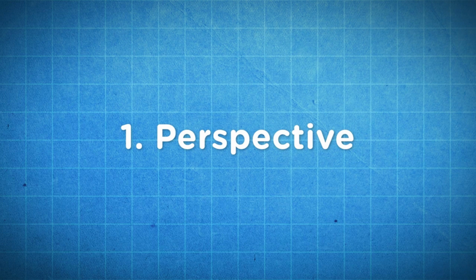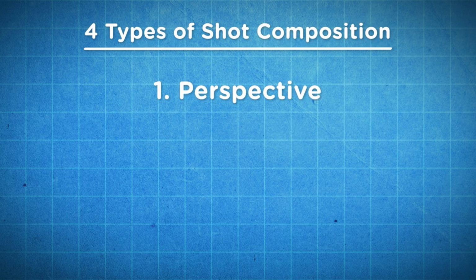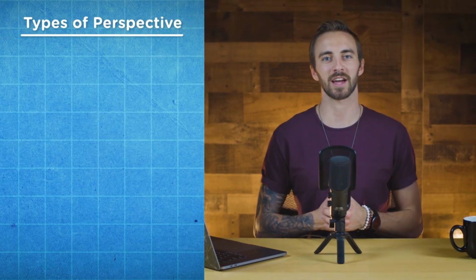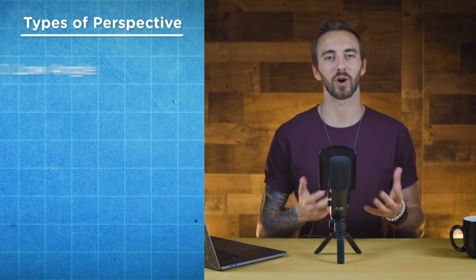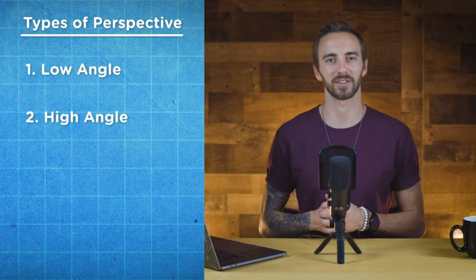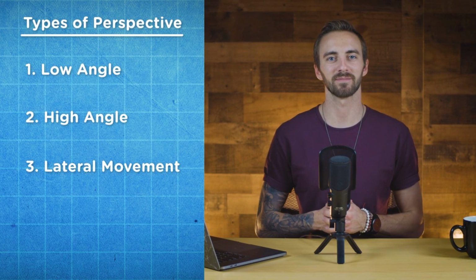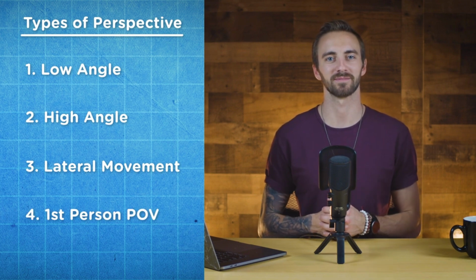Number 1, perspective. You can use different angles to change the feeling of any shot. If there's a shot that you want, but the first attempt was kind of iffy, then a simple change of perspective may get you what you're looking for. There's 4 basic types of perspective: low angle, high angle, lateral movement, and first-person POV.